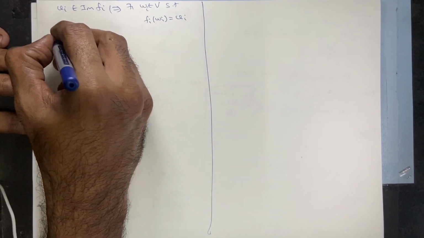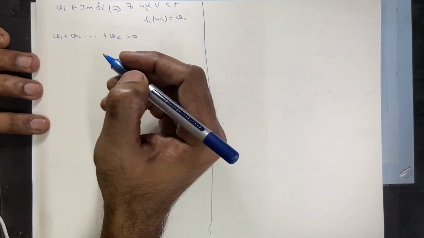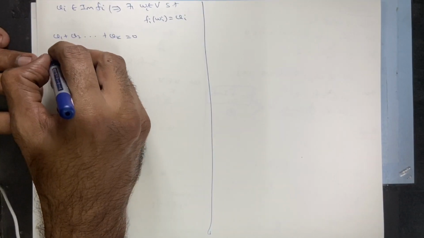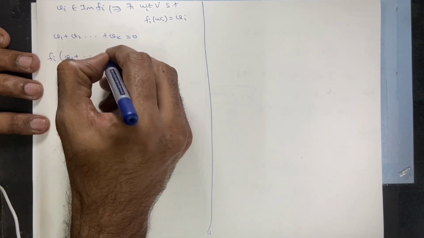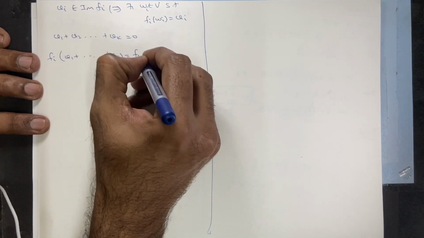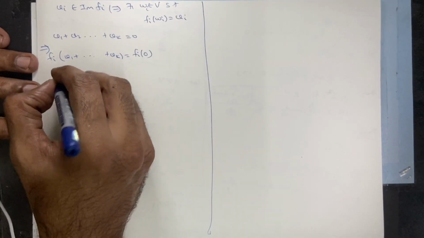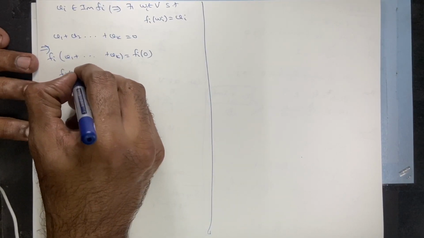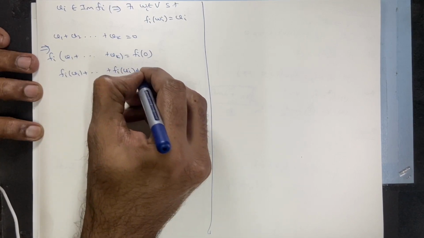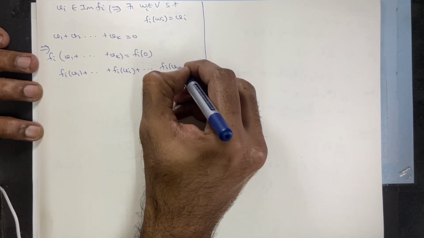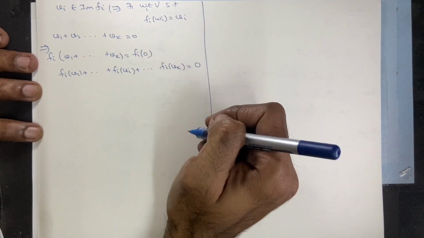And what we assumed is that V1 plus V2 etc. up to Vk is 0. Now let's apply Fi on both sides. So Fi of V1 plus etc. up to Vk has to be Fi of 0, because Fi is a function. Now this is nothing but Fi of V1 plus etc. up to Fi of Vi plus etc. up to Fi of Vk, which is equal to 0, because Fi is a linear map, therefore Fi of 0 is 0.